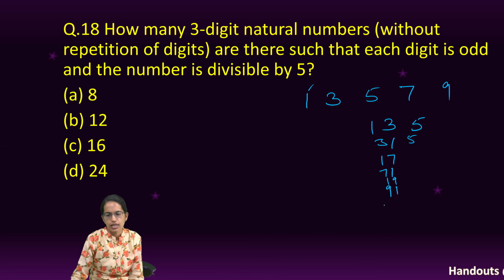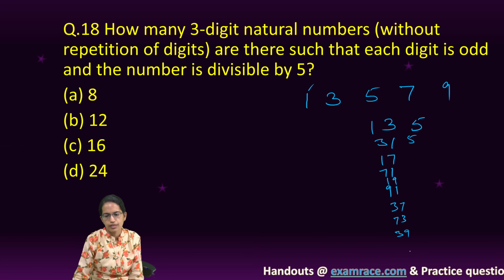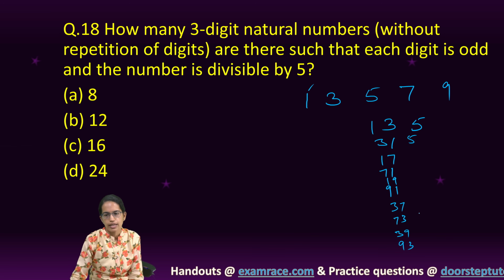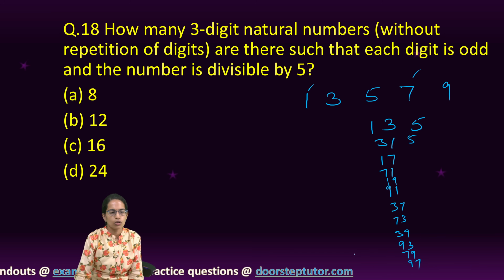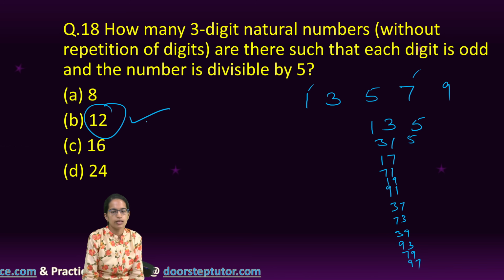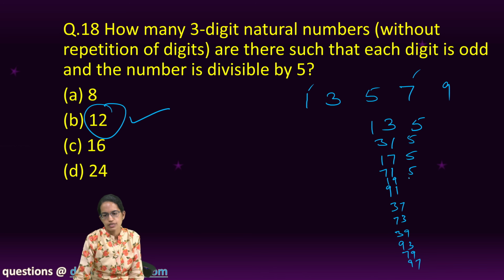Now with 3 I can have 3, 7, 7, 3, 3, 9 and 9, 3, and then with 7 I can have 7, 9 and 9, 7. I count all of this and it gives me 12 numbers. All of the last digits would definitely be 5, obviously, so I have not written that.